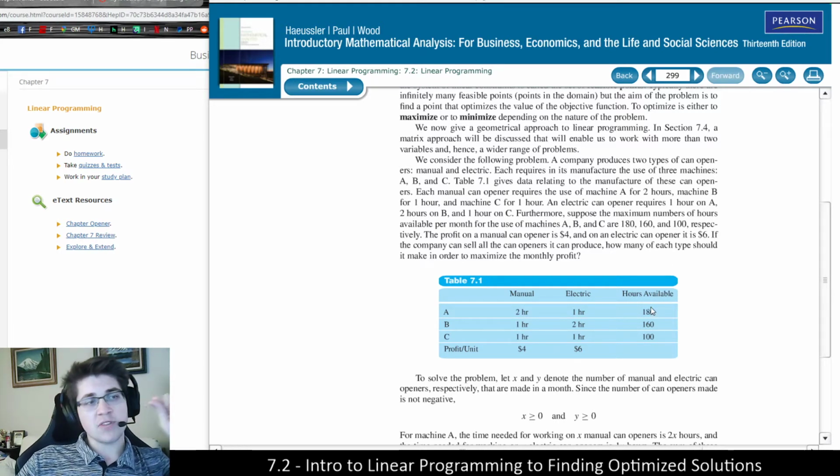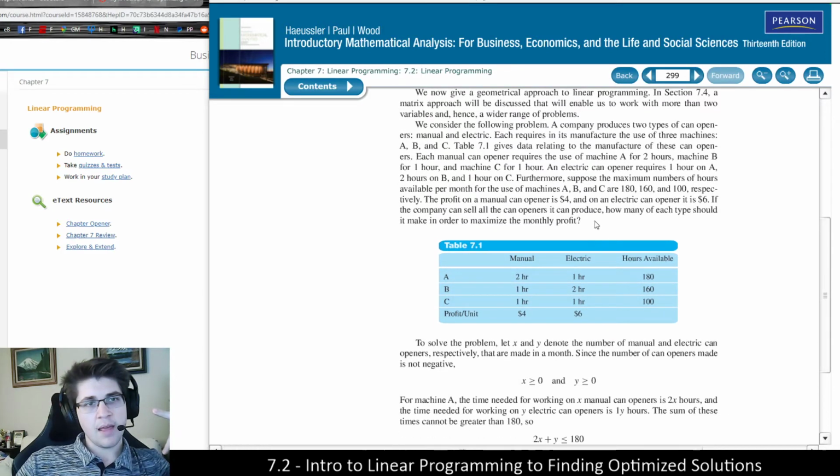But the constraint in this problem says that the number of hours per month on each of these machines is restricted: machine A we're only allowed to use for 180 hours per month, machine B we're only able to use for 160 hours per month, and machine C we're only allowed to use for 100 hours per month. So basically, we are sending our can openers through these machines. If we could use them as much as we want, it would be a lot easier. But we have a specific amount of time that we're allowed to use them. And we want to know, well, how many can openers of each type should I produce?